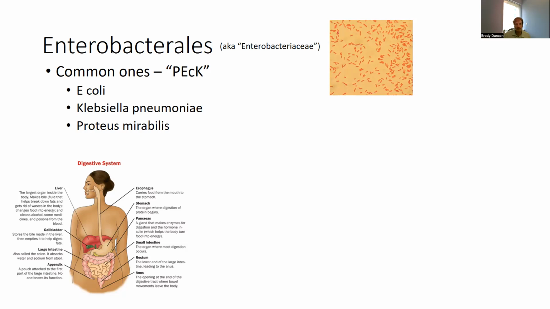E. coli, obviously, everybody knows. All of these organisms typically live in the digestive system. This is where the name Enterobacterales comes from, entero being intestines. These are normal parts of the human flora. Everybody has them in their guts. And if you take a stool sample, you will find it full of E. coli and Kleb and Proteus and all of those things.